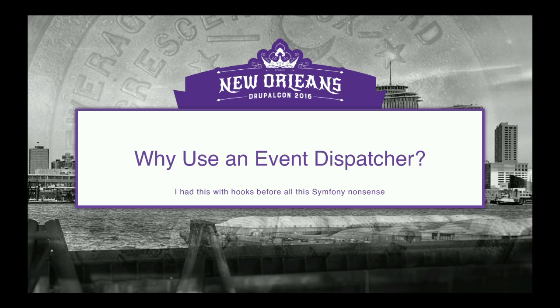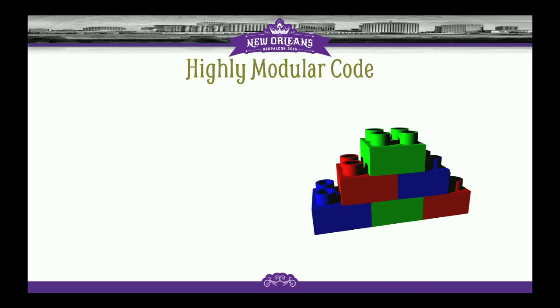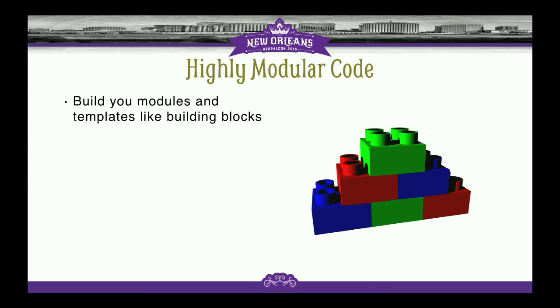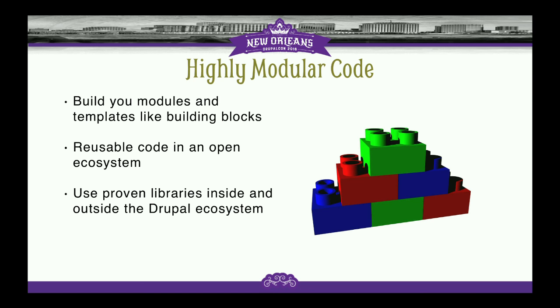So why do you want to use an event dispatcher? Is anyone here familiar with the concept of a design pattern called PubSub? A few of you, okay. .NET guy, really? Okay. So when you want to use an event subscriber, you want to use it because it creates highly modular code. Build your modules. That's got a bit of a typo. Build modules and templates like building blocks. All right? Once again, reusable code and open ecosystem and proven libraries inside the Drupal ecosystem.